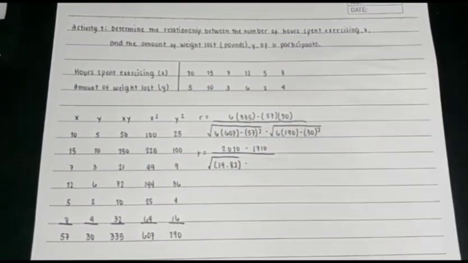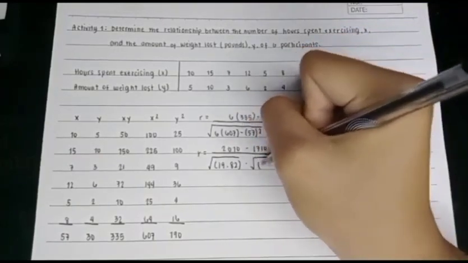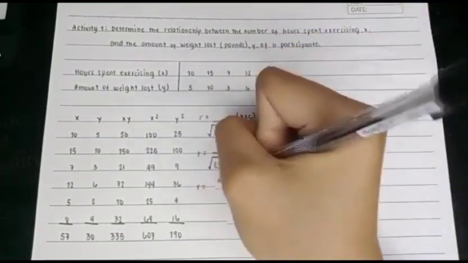Then, sa kabila naman, which is ito, square root of 6 times 190 minus 30, then squared, and the answer is 15.49. Then, after that, let's simply subtract 2010 minus 1710, and the answer is 300. Next is, let's multiply 19.82 times 15.49, and the answer is 307.01.